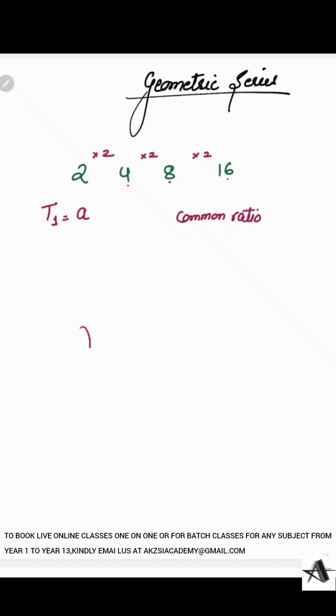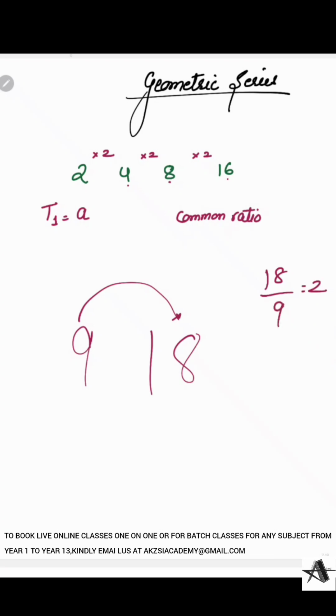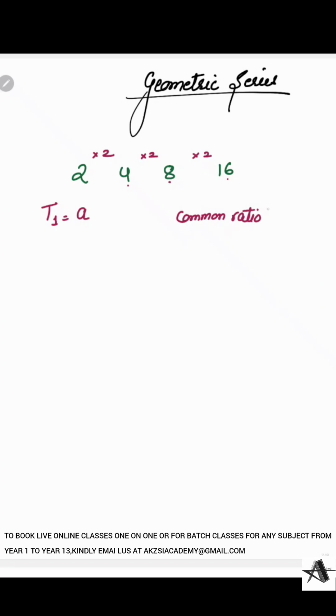If I'm writing 9, 18, and I ask you how many times it is, obviously you will divide to know it's 2 times. So that's the reason this is called the common ratio. And we say the common ratio is r. So the second term will be the multiplication of the first term. The first term is a, the second would be the multiplication. You have to multiply it with r. So it's going to be ar.